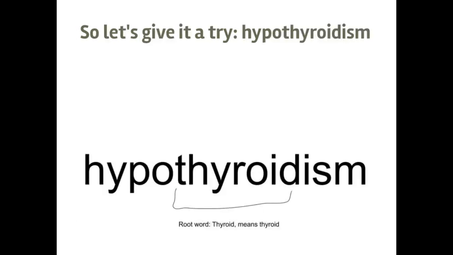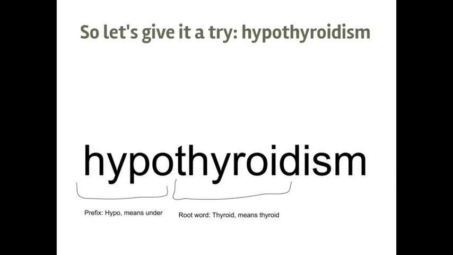So with hypothyroidism, I'm going to break it down just like you saw on the example earlier. I found my root word, and I just drew this little line so I know I'm focusing in on thyroid, and I know that's my root word. It happens to mean thyroid, so that one's a pretty easy one. And then I go, well, what is before that? Well, before that is my prefix. My prefix is hypo. Look on your notes, you'll see that hypo means under.